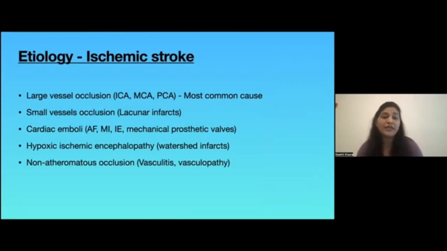So the most common etiology of ischemic stroke is large vessel occlusions. Large vessels meaning they can be anterior cerebral, middle, and posterior cerebral arteries. The other etiologies include small vessel occlusions causing lacunar infarcts. Cardiac emboli can also cause infarcts, and watershed infarcts caused by hypoxic ischemic encephalopathy. And non-atheromatous occlusions due to vasculitis and vasculopathy can also cause ischemic stroke.